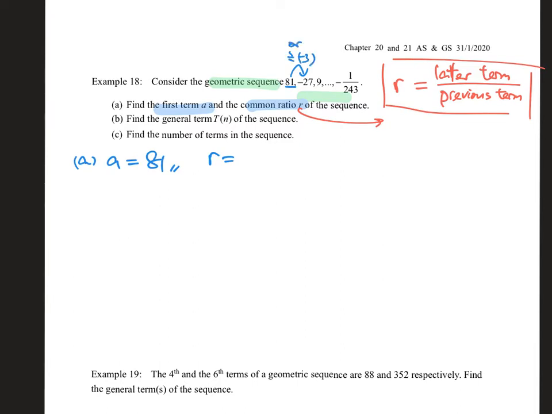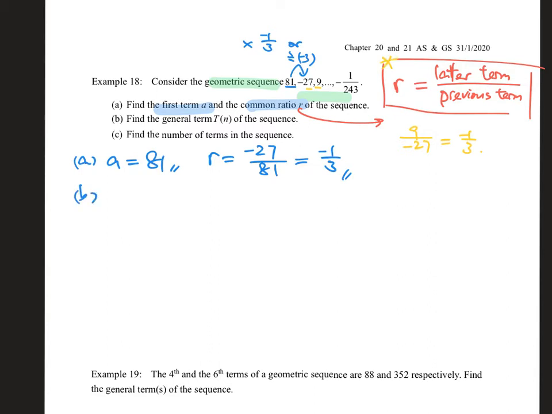Or is multiplied by -1/3. But if you cannot do it, it's fine. Pick two numbers next to each other and use the latter one divided by the previous one. And you will still see that it is -1/3 for the common ratio. Or you can try some other pairs like 9 and -27, 9 over -27 is also -1/3. So either of them works in order to get the common ratio. So bear in mind this formula, of course.